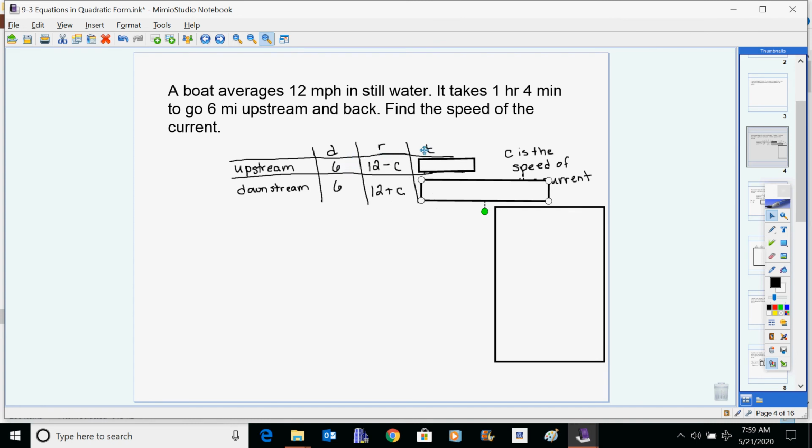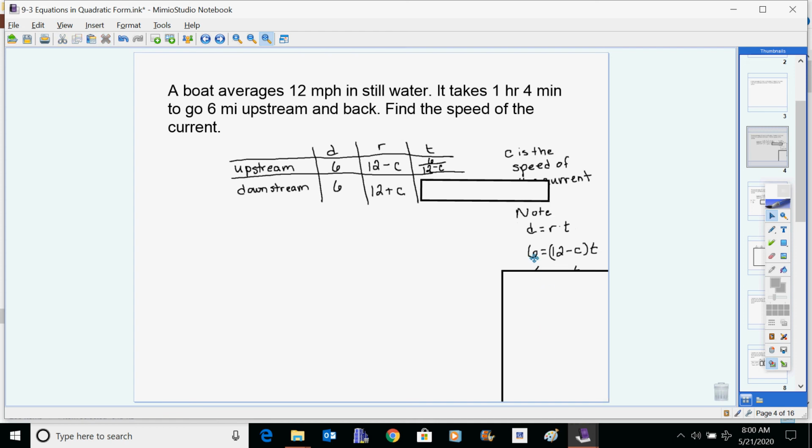Distance equals rate times time. So our time is found by dividing by the rate. If we need to see this, 6 equals 12 minus c times time. So you want to find the time, divide both sides by 12 minus c. Same with this, distance equals rate times time. So the time is found by taking 6 divided by 12 plus c.